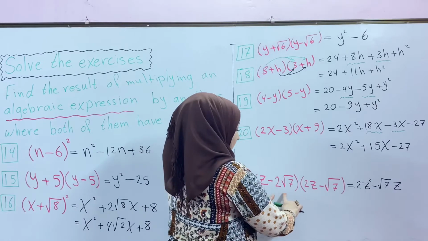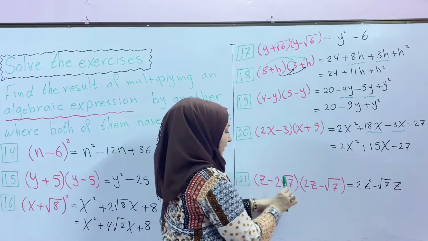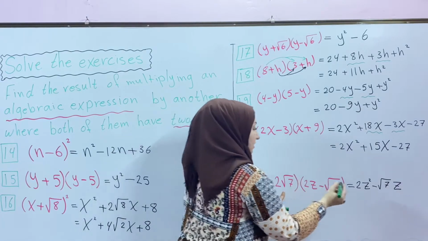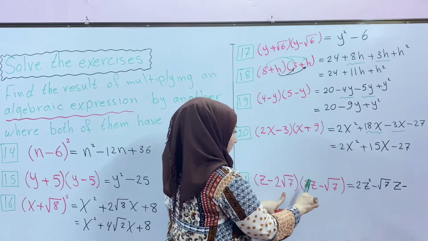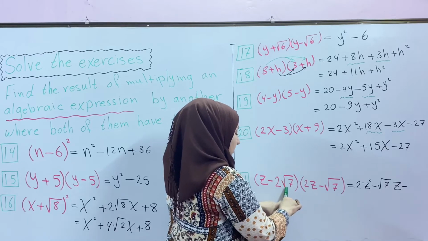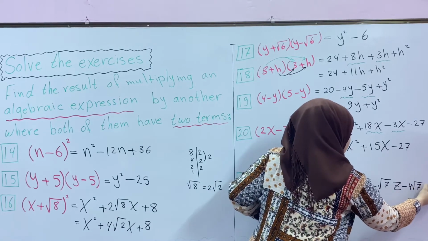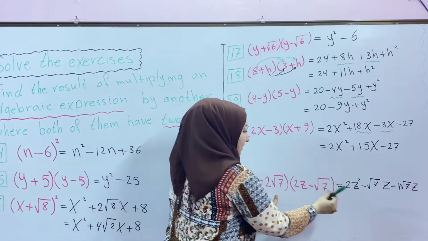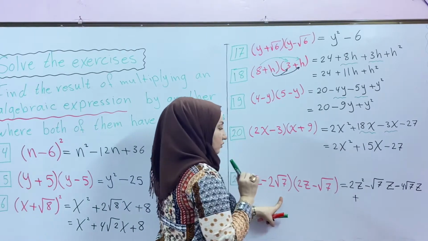And now we will go to the second term. Negative 2 square root of 7 multiplied by positive 2z. Negative multiplied by positive is negative. 2 square root of 7 multiplied by 2z: 2 multiplied by 2 is 4 square root of 7z. And now negative multiplied by negative is positive. 2 square root of 7 multiplied by square root of 7.